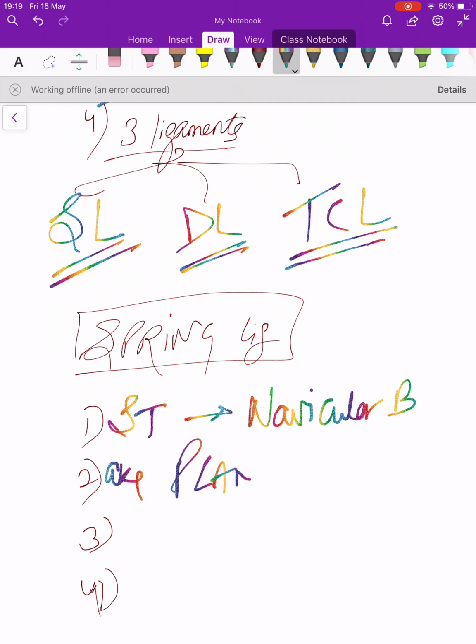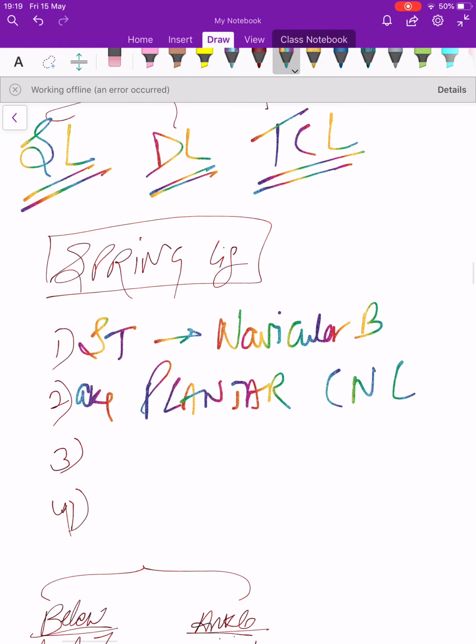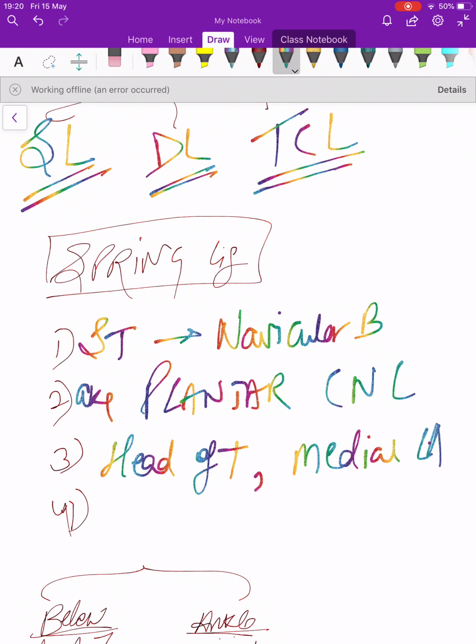It is also known as the plantar calcaneonavicular ligament. What? Plantar calcaneonavicular ligament. Then it supports the head of the talus, and it also supports the medial longitudinal arch. And if there is an injury of the spring ligament, it will result in a condition called flat foot.